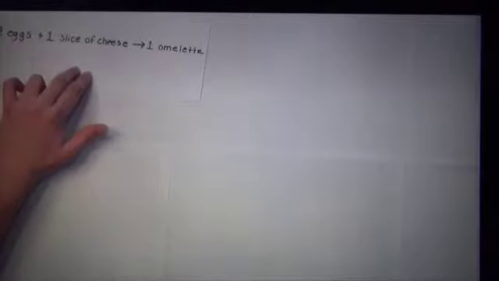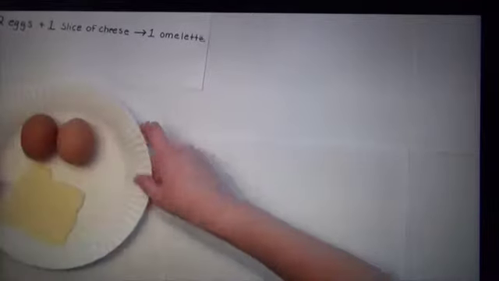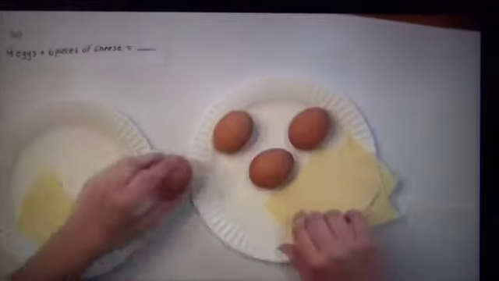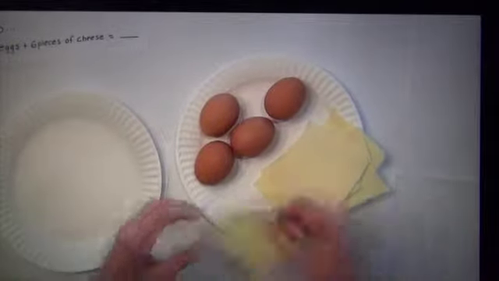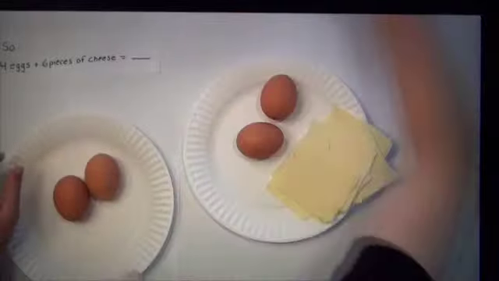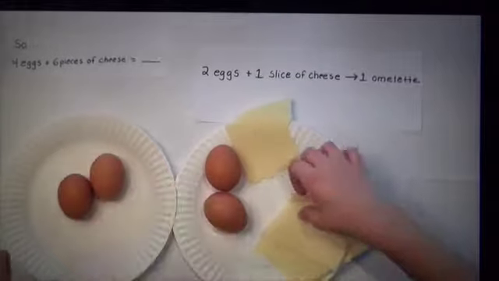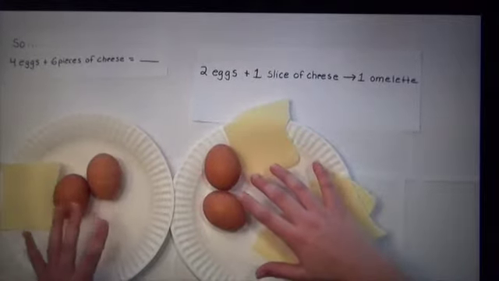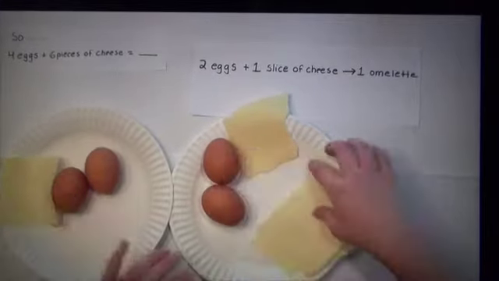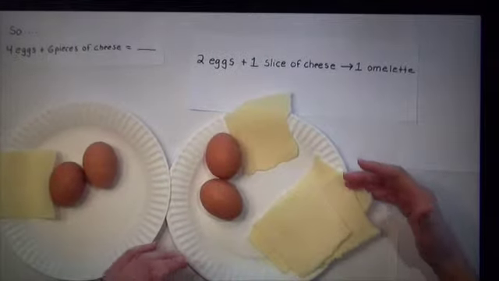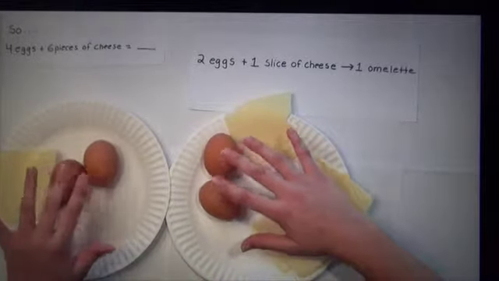In our real-life example, if we have 2 eggs and 1 slice of cheese, we're able to make 1 omelet. However, if we have 4 eggs and 6 pieces of cheese, how many omelets are we able to make? Each omelet needs 2 eggs and 1 slice of cheese. So we have 1 omelet here and 1 omelet here. So we are only able to make 2 omelets, but we will have leftover cheese because eggs are a limiting reactant.